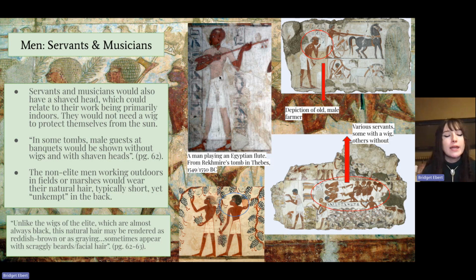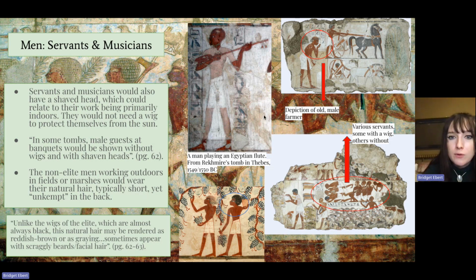And the non-elite men working outdoors in fields or marshes would wear their natural hair, typically short yet unkempt in the back. Right below me, highlighted in the blue circle, is a depiction of an Egyptian man with his natural hair that was described as unkempt. And right next to him, there's this frazzled gray reddish hair that also depicts him as a lower status.